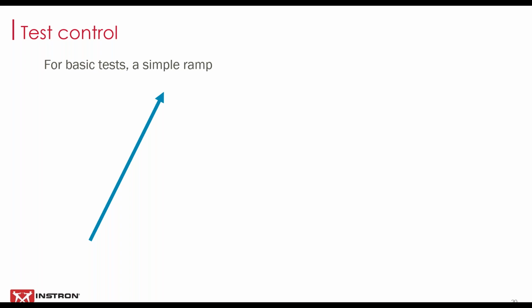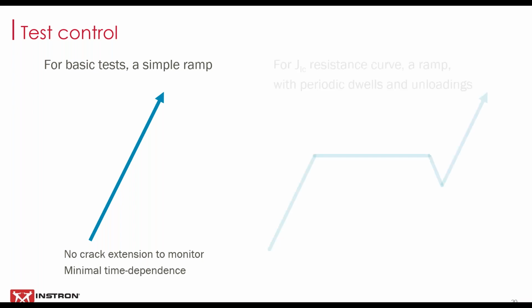Once we've pre-cracked our specimen, then we get on to doing a main test. So our test control is actually not horrendous in complexity. For a basic test, something where you're just going to do a single pull until it goes snap, this is typically a K1C measurement, it's a simple ramp. We've got no crack extension to monitor because we know that nothing will happen until our critical point, and we've really not got any significant time dependence.